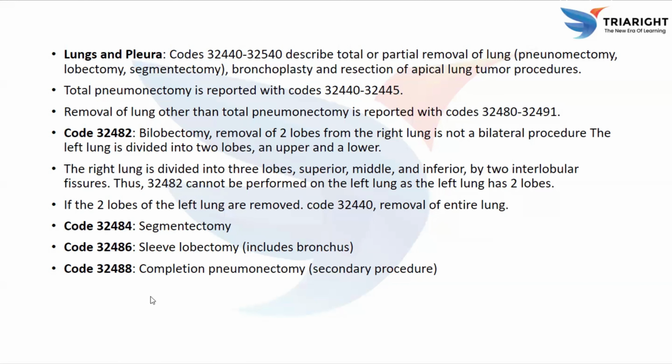And the next CPT code 32488 includes completion pneumonectomy. So what do we mean by completion pneumonectomy? Removal of the remaining lung tissue after a previous partial resection. It is considered a secondary procedure. So what are the examples? The patient had a lobectomy earlier. Later he requires removal of the remaining lung. So this is the completion pneumonectomy, which is always considered a secondary procedure.